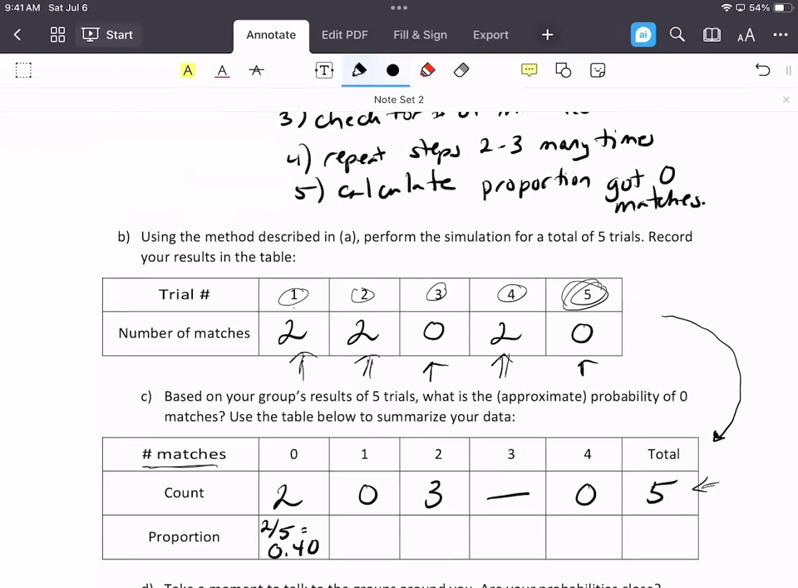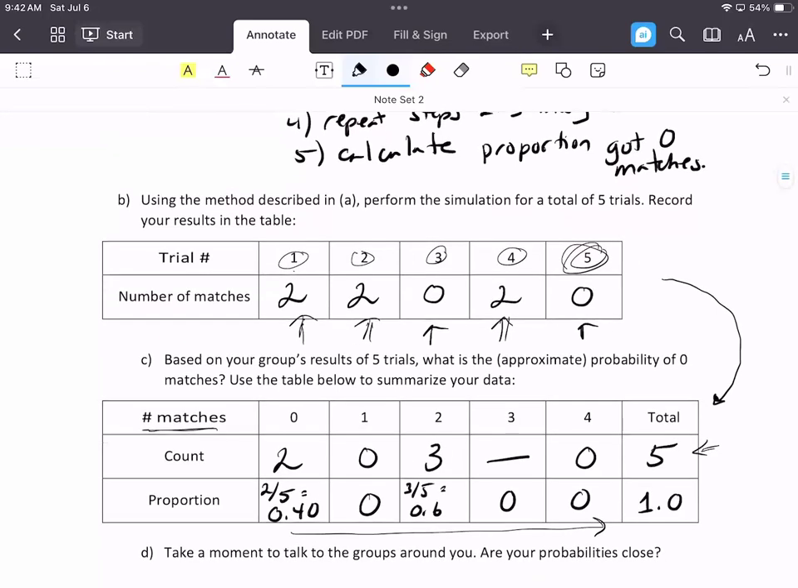Now, to be a valid probability model, which we'll talk about in a moment, we have to account for every outcome. So the total for the probability has to be 1. Well, 0 divided by 5 is 0, and we've got 0, 0 here. 3 divided by 5 is 0.6, and of course you can use a calculator to do this. If you add across, you're going to get to 1, so it's looking good here. So we got 40% of the time we had no matches.